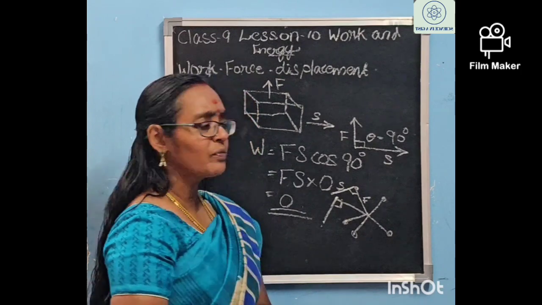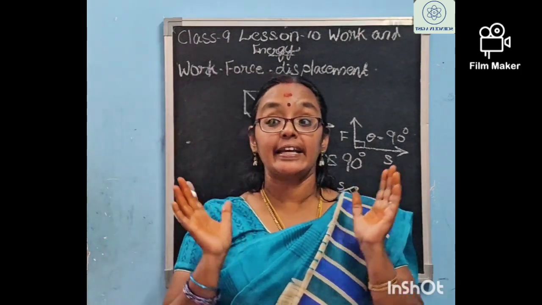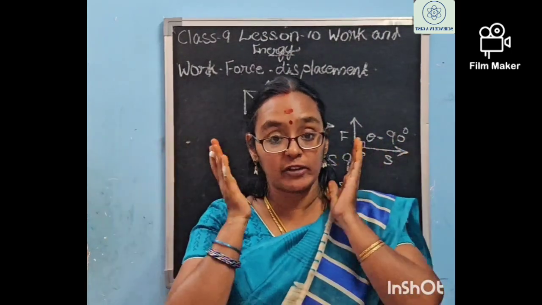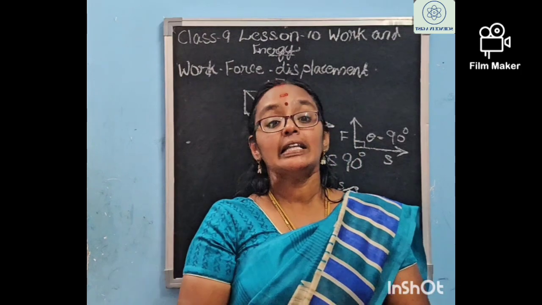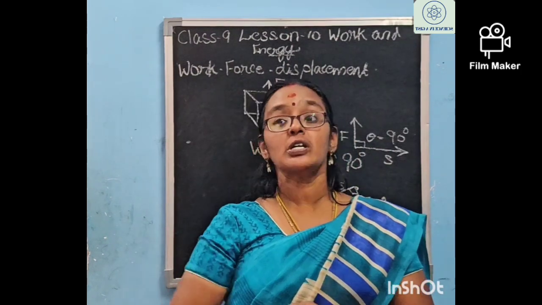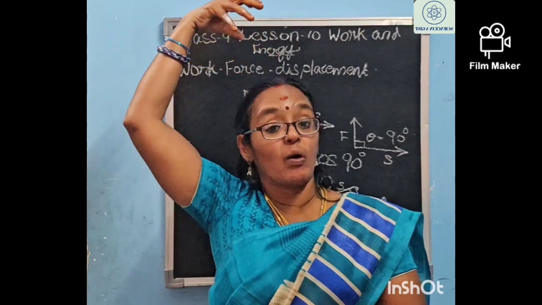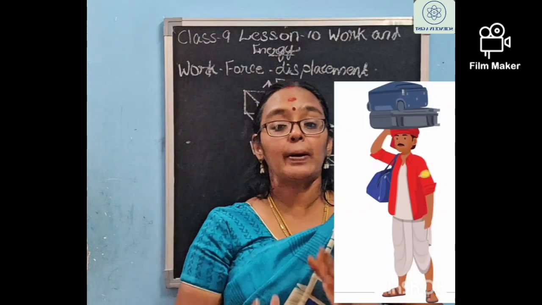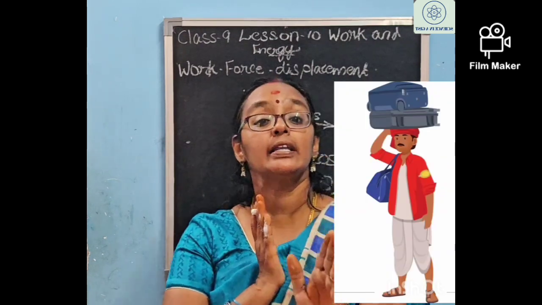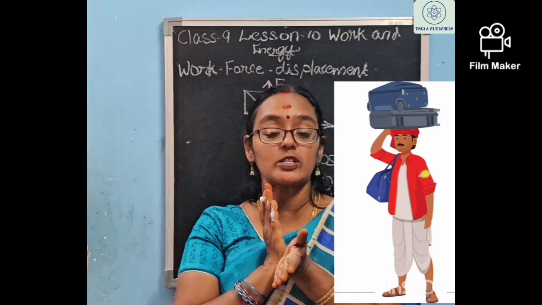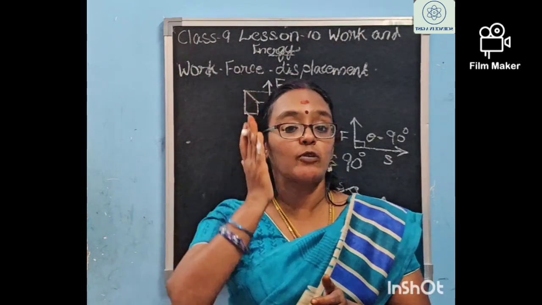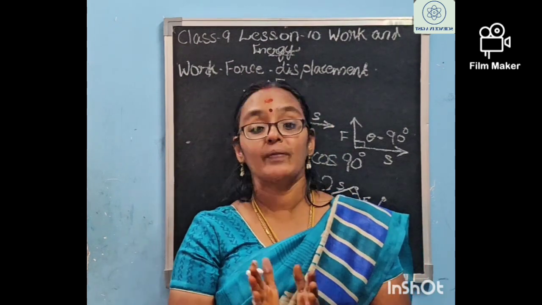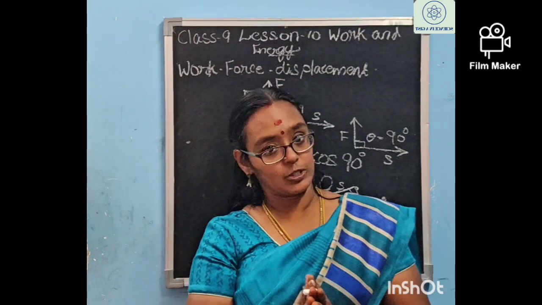Okay? Or we can say if a porter is carrying a heavy load on his head and if he is moving in a straight line, the work done is said to be 0 because weight is there on the head and the force is acting downwards due to gravity. The force is acting, but the displacement is happening in the perpendicular manner. That is, the displacement is in the horizontal line and the force is in the vertical line. In this case, we can say the work done is said to be 0.